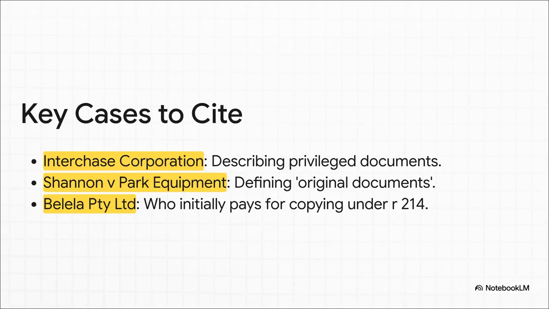And the most critical one, 7. That's the super tight 7-day deadline to file and serve your affidavit under Rule 213 if your privilege claim gets challenged. Do not miss that one. And the cases to drop. For describing privileged documents, you cite Interchase Corporation. To define what an original document really means today, you cite Shannon v. Park Equipment. And for who pays for copying up front under Rule 214, you cite Balela Pty Ltd.